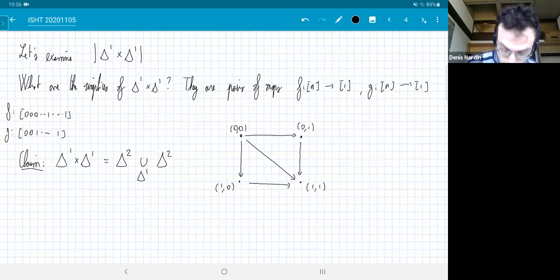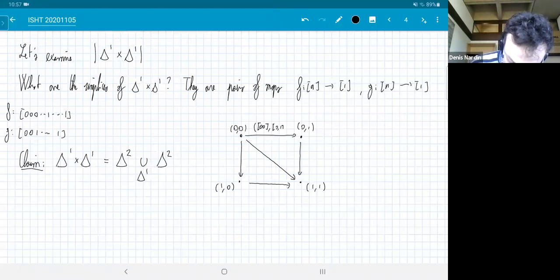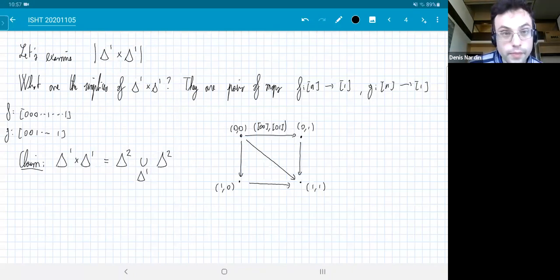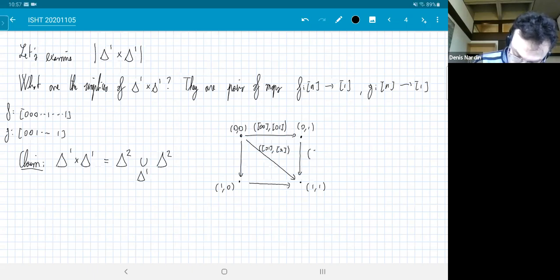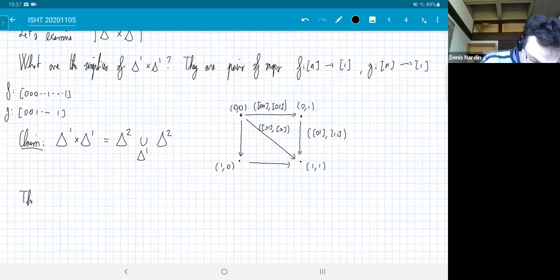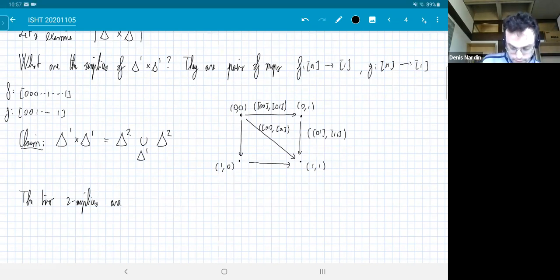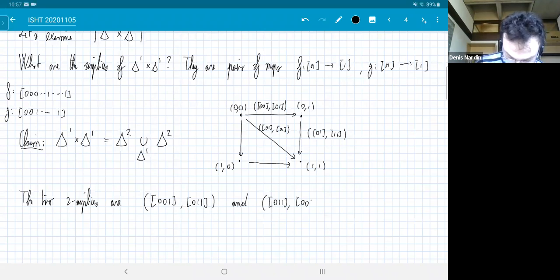But there are also two simplices. And this is the two simplex. So for example, just to be clear, this is (0,0), comma, (0,1). This one simplex here. This simplex here is (0,1), comma, (0,1). This is (0,1), comma, (1,1), etc. And the two simplices are (0,0,1), (0,1,1), and (0,1,1), comma, (0,0,1).